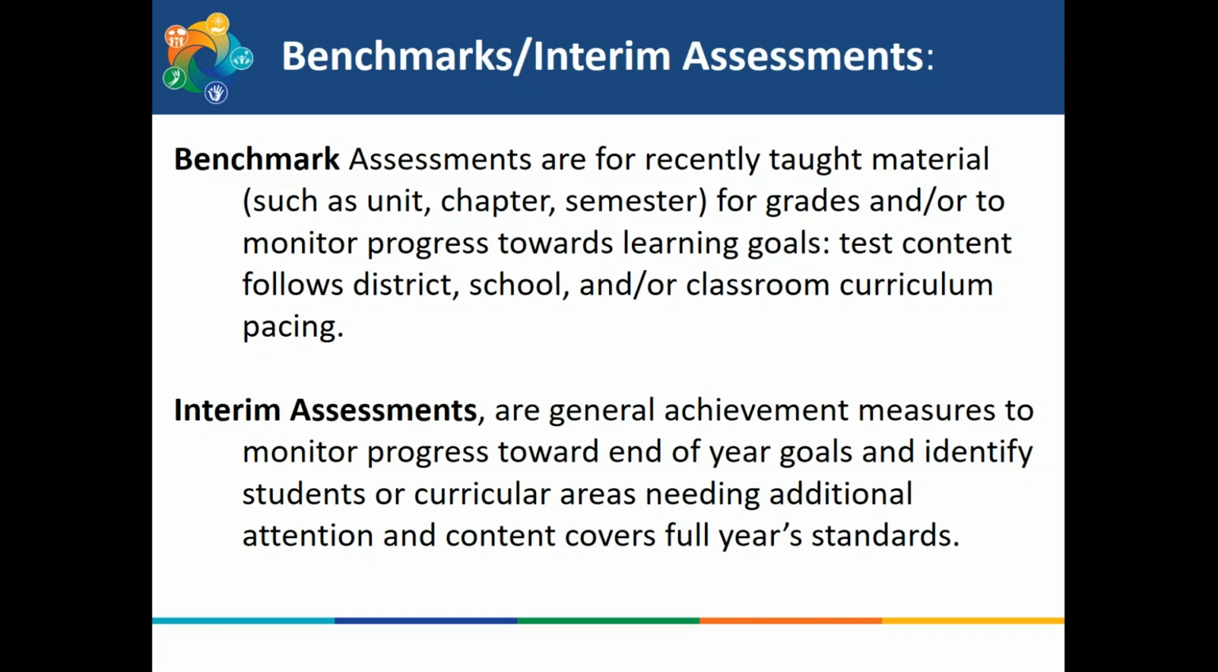Any questions on those three types of assessment? I mean, we spend a lot of time on that in school and such.